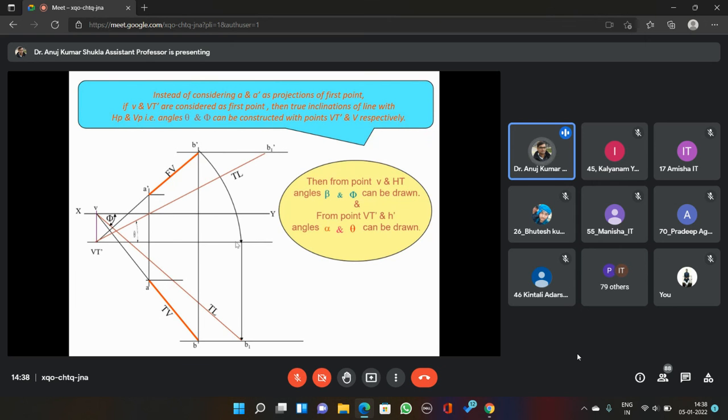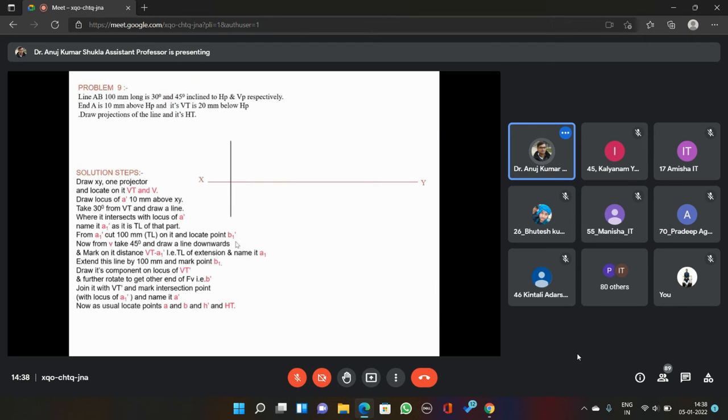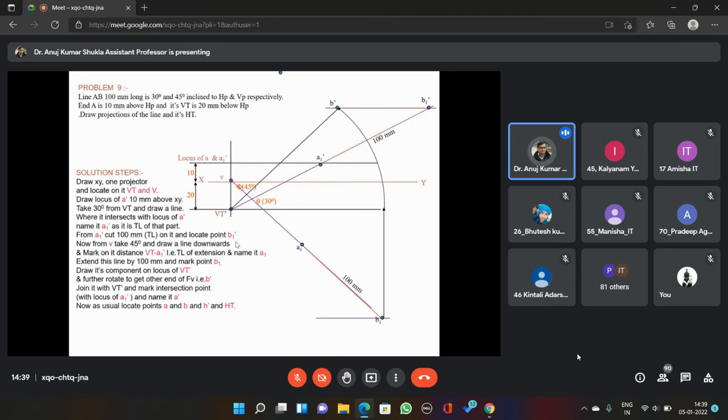So please do it with the help of a projector, and then you will get the result. Without practicing it, it is very difficult for you to understand and also for me to make you understand. So please do it. If you face any problem, please let us know in the chat box or in the WhatsApp group. So same, you follow the steps. Here you will get the answer.